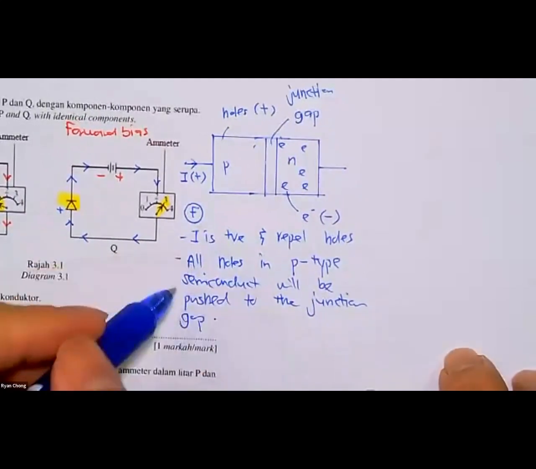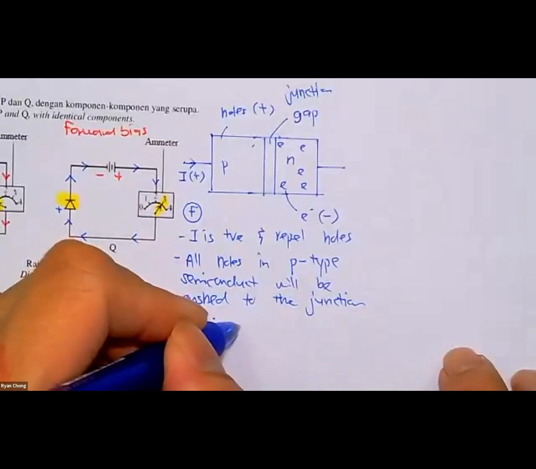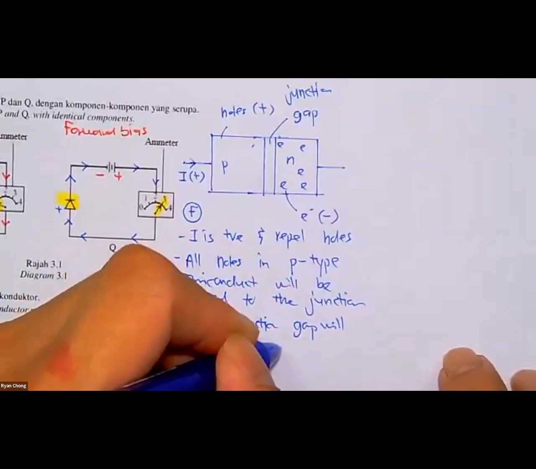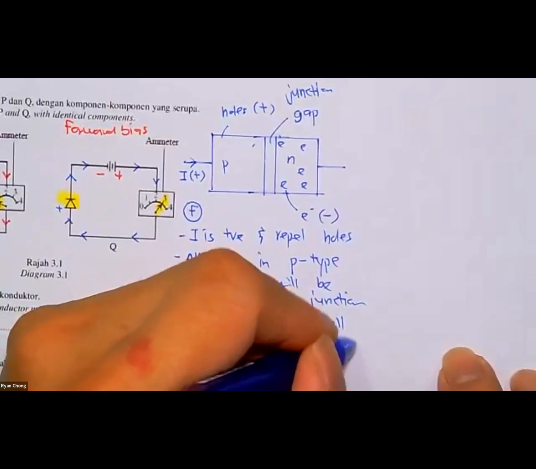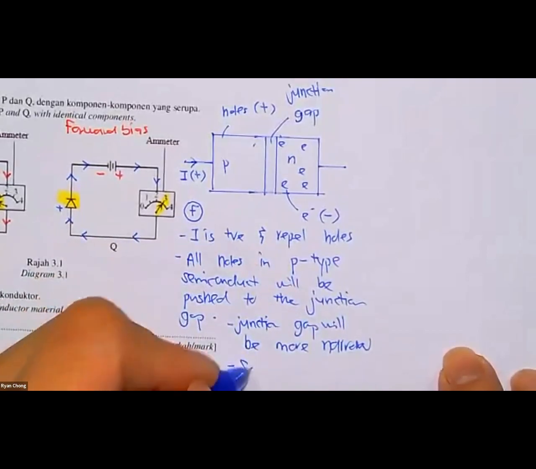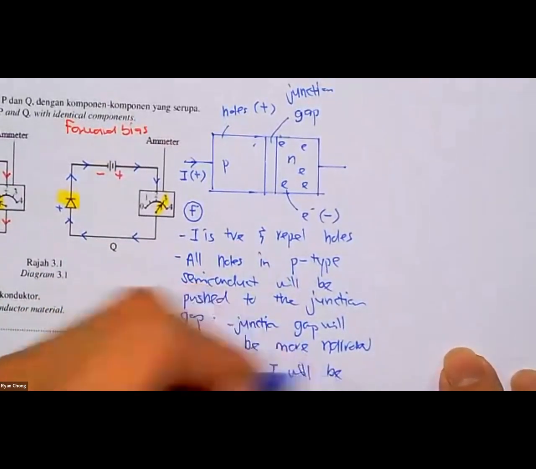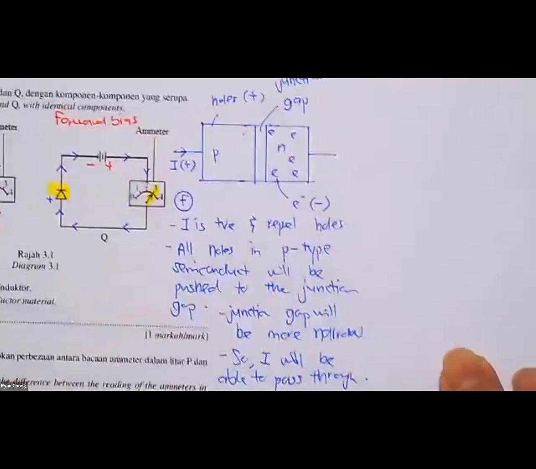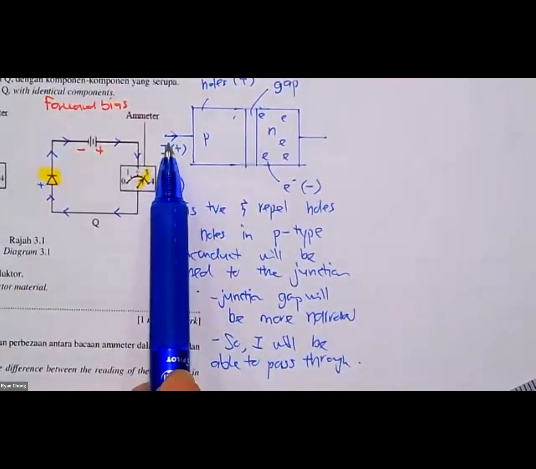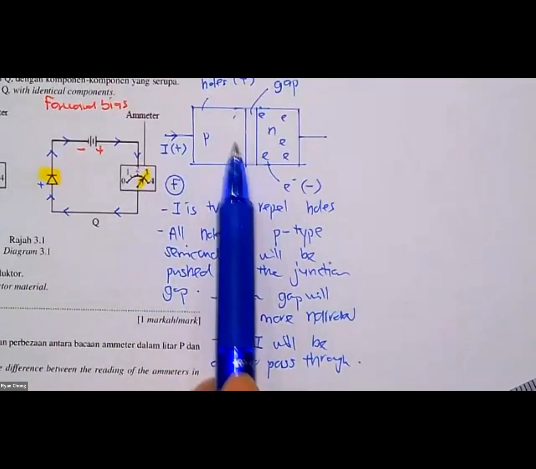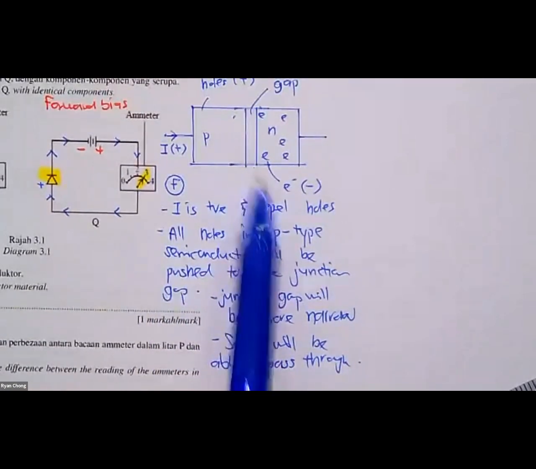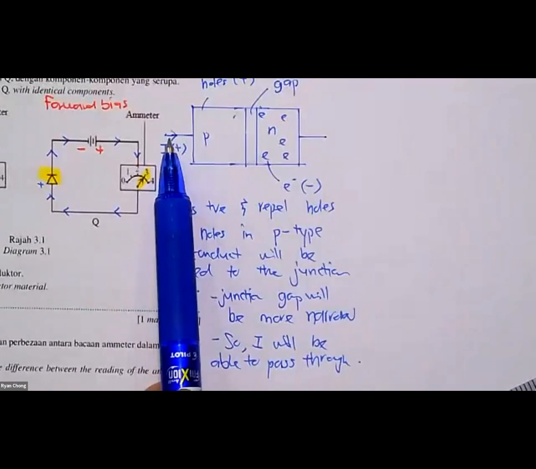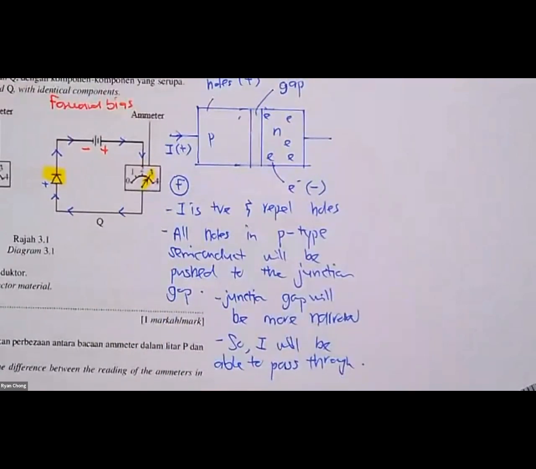Okay, so when the junction gap is being pushed over here already, the junction gap will be more narrow. So current will be able to pass through. So this is the way we explain the diode. First, you talk about current coming in positive, they repel the hole. So the junction gap becomes smaller. Junction gap smaller, then electron can pass through. That's why the junction gap becomes narrow, electric current can flow through. That's why you have forward bias.